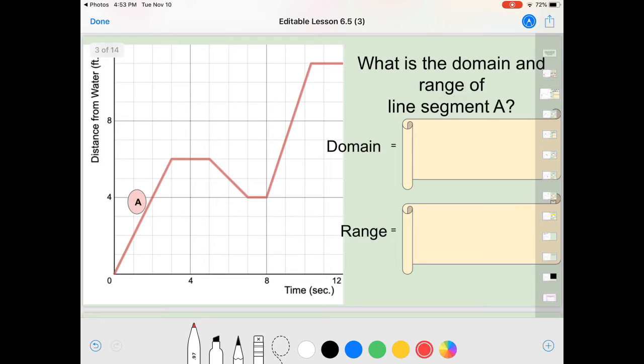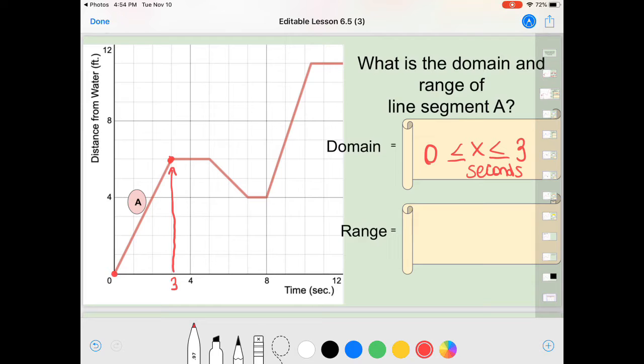What's the domain and range of line segment A? So line segment A starts here and ends here. Domain is all possible x values. This line is continuous, so I'm going to use my inequality symbols instead of just listing its points. The smallest x value of this line segment is 0 seconds. The largest x value of our first line segment A is 3. So the domain of line segment A is 0 to 3 seconds.